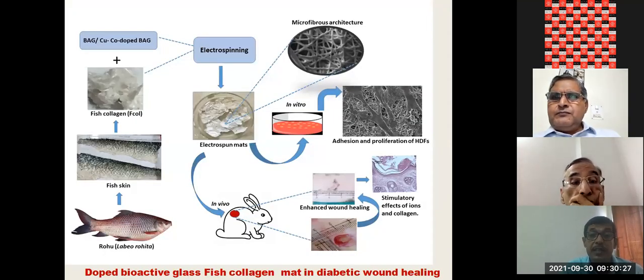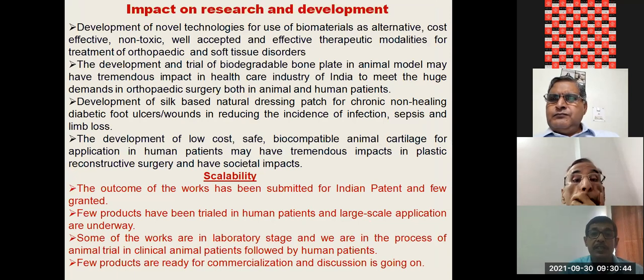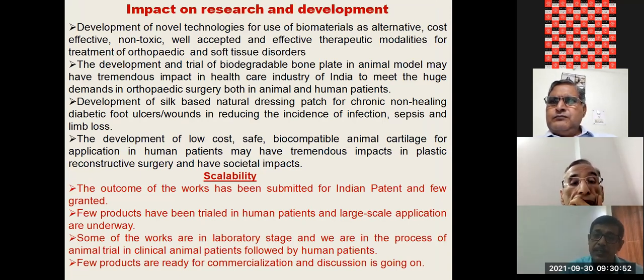This is a Tata Innovation project from the Government of India, the DBT, using fish collagen with bioactive glass doped with copper and cobalt. We have developed electrospun mats for triggering wound healing in the case of diabetic bones. For impact and scalability, we have got some patents, and human application has been done, but large scale application is needed.